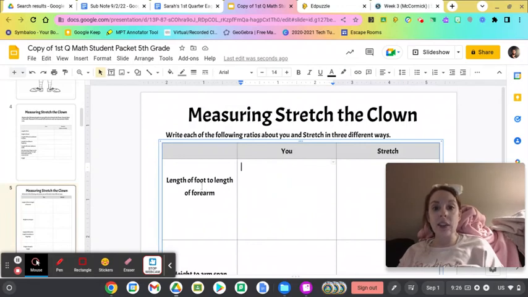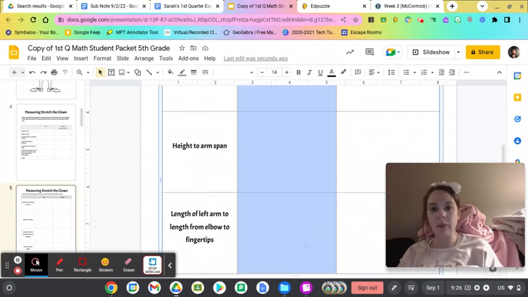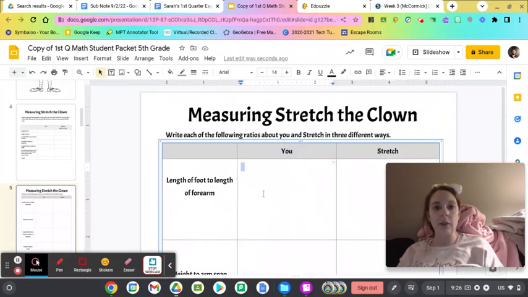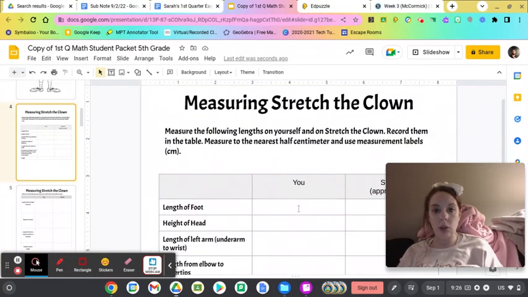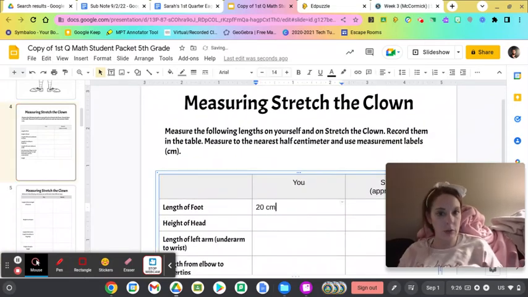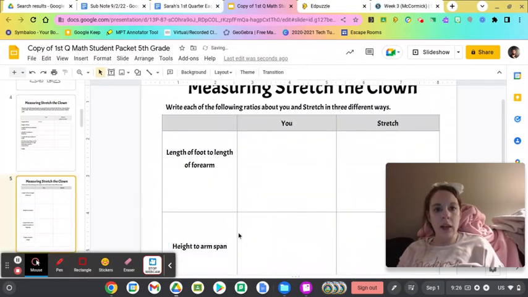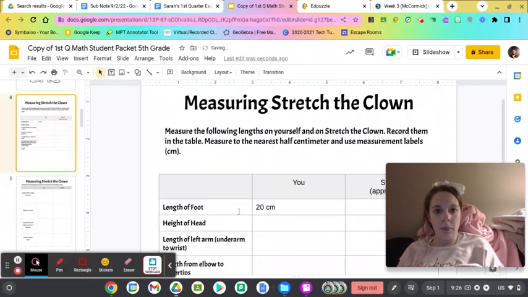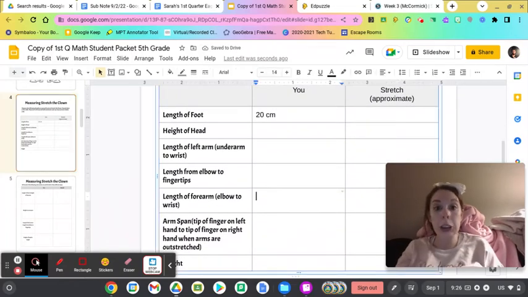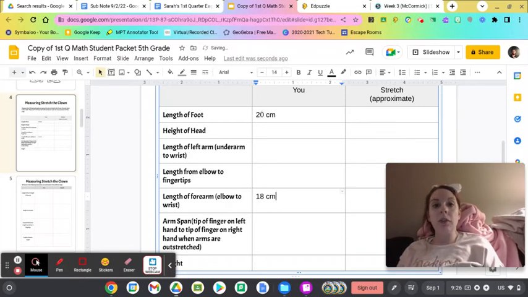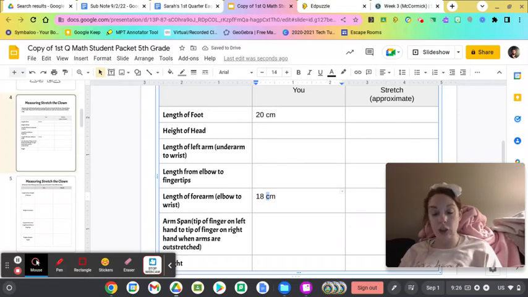It says length of foot to length of forearm. And this one's me, or you. So I would need to go back here and find my length of foot. I'm just totally going to make this up, okay? So 20 centimeters. We're going to pretend it's 20 centimeters. And length of forearm here, we're going to say that's 18 centimeters. So I have length of foot to length of forearm, and you would have your own numbers because you measured yourself. So 20 centimeters to 18 centimeters.